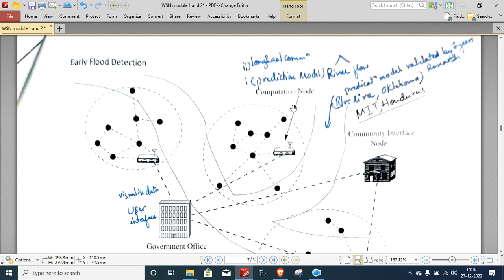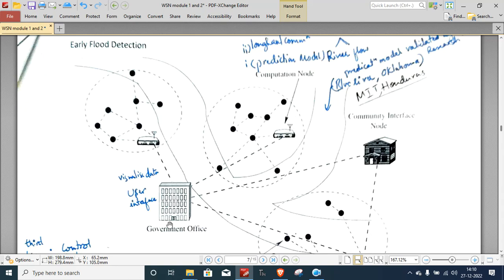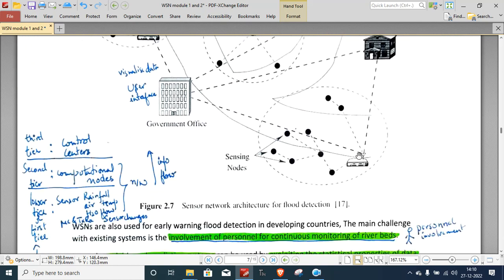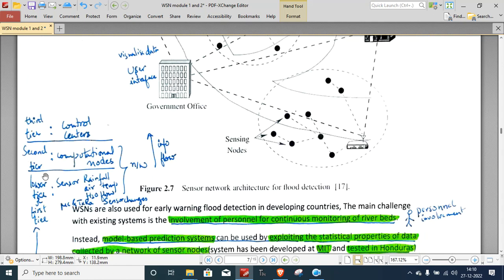So all these computational nodes are in turn connected to government office, wherein back in government office a node is maintained that provides user interface to visualize the data that has been collected by all these sensor nodes and forwarded to computational node, and from computational node to government office node. And from here, if there is any emergency, we can have a connection directly linked with one more node that is present at community interface node to inform the residents that there is an emergency and they got to evacuate. And this entire model basically consists of 3 tiers.